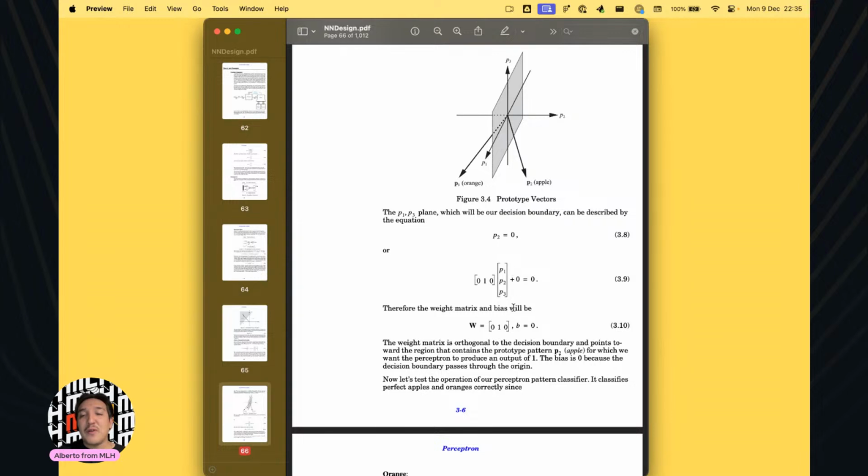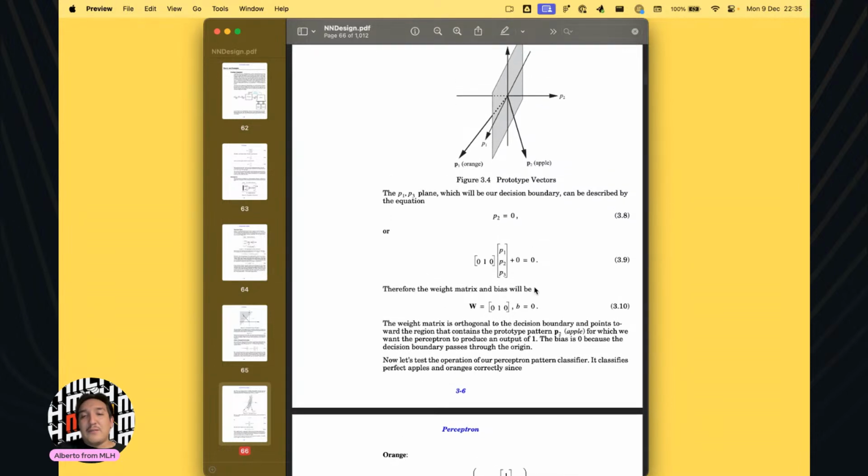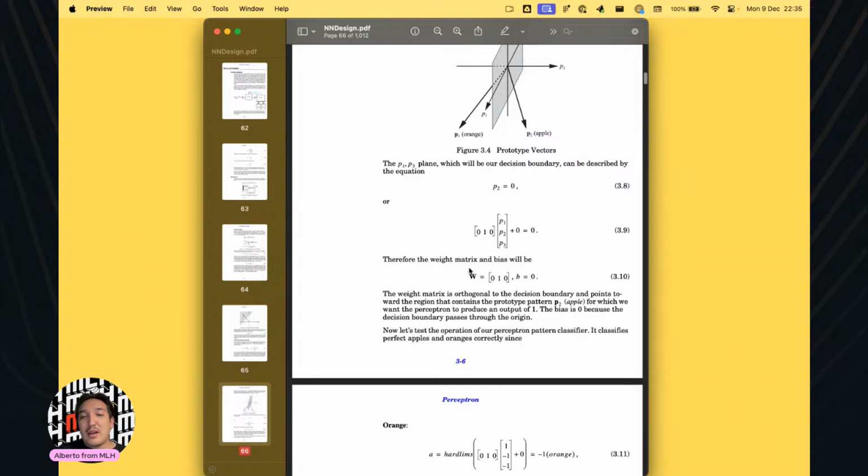Now we need to find the bias. For that, remember, in this case we need to set all of these to zero. So therefore, the bias is also zero. I hope that makes sense. We don't need to move the plane any other way.